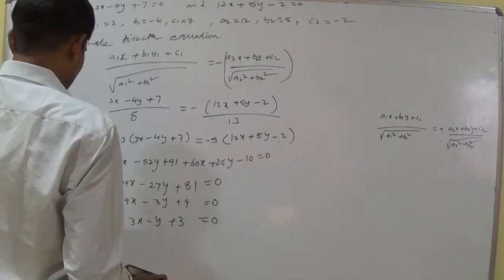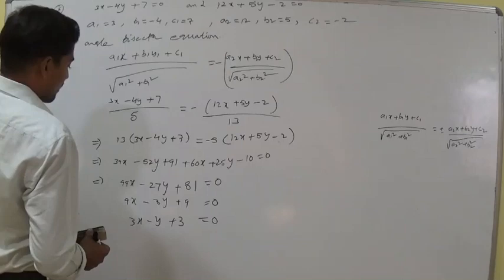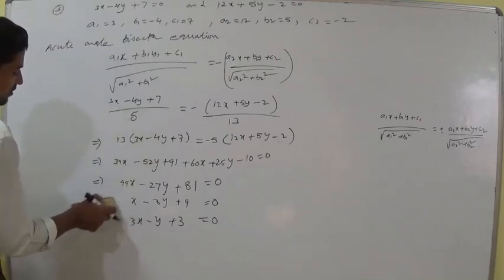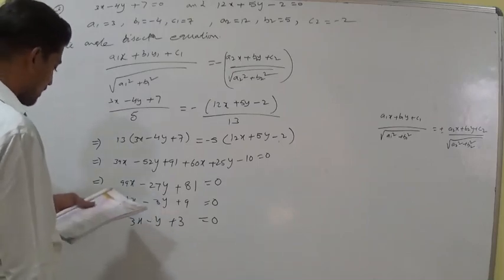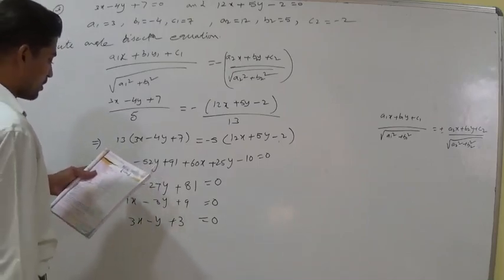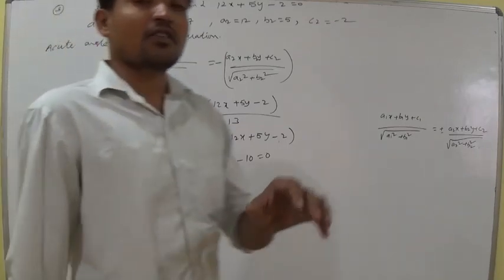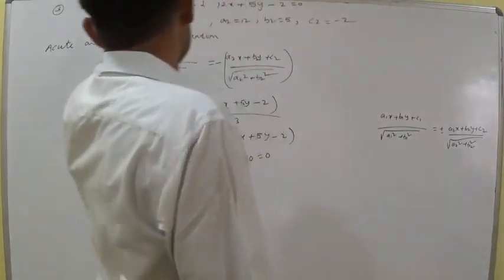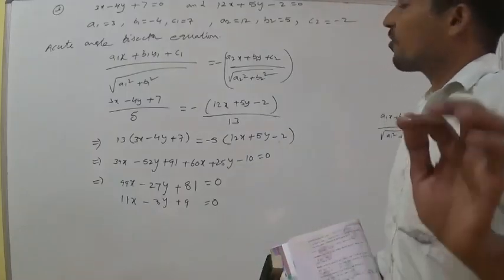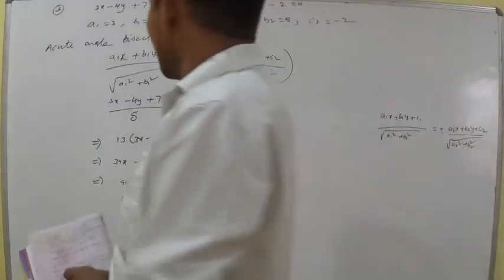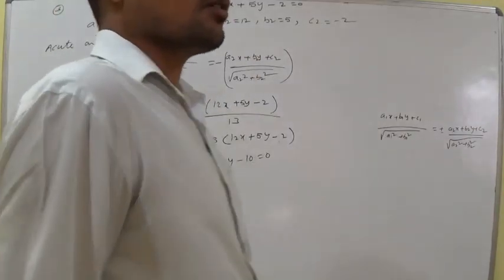Therefore, see here, 11 nines, 11x minus 3y plus 9 is equal to 0. Is it? The acute angle bisector equation of the pair of lines 3x minus 4y plus 7 equal to 0 and 12x plus 5y minus 2 is equal to 0 is 11x minus 3y plus 9 is equal to 0.